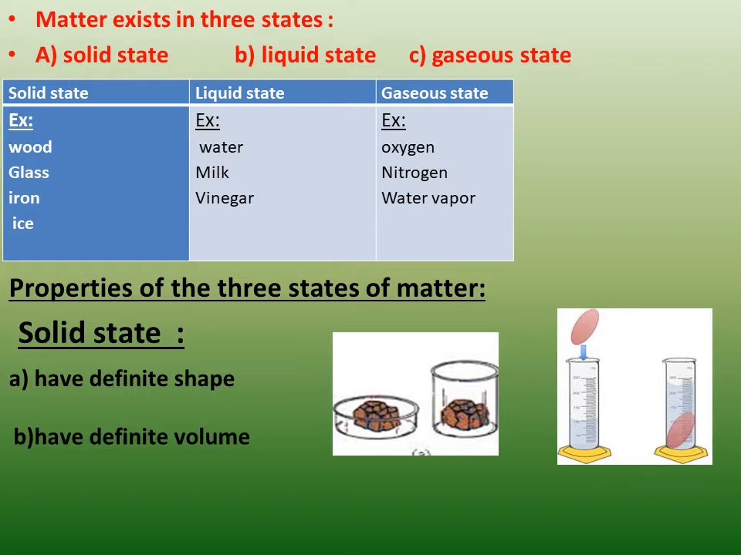Matter exists in three states: solid state, liquid state, gaseous state. Solid state such as wood, glass, iron, ice. Liquid states such as water, milk, and vinegar. Gaseous states such as oxygen, nitrogen, and water vapor.